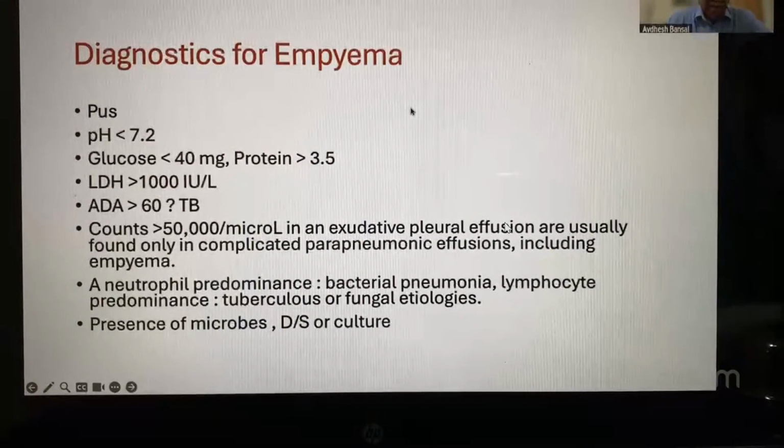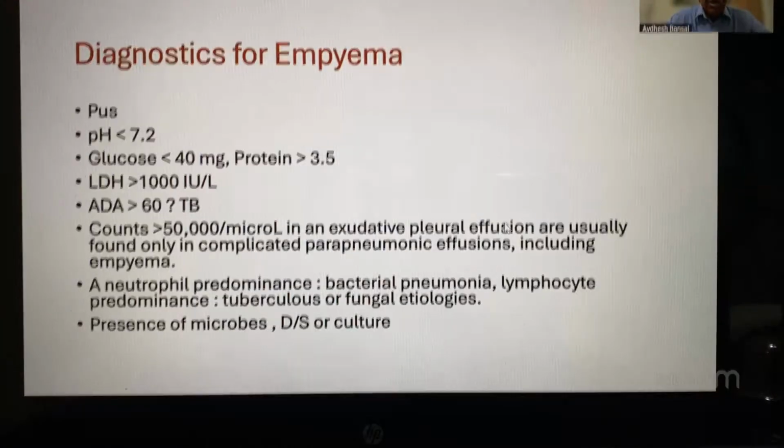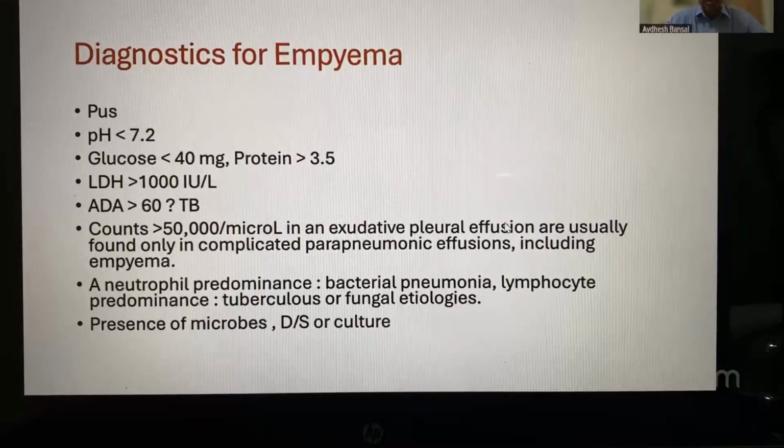So, clearly, if you see pus, there is no doubt about it. pH less than 7.2 is something which is given in all the guidelines, but unfortunately, in Indian practice, I do not see many places doing pH. So it may not be a good marker for us, but glucose less than 40 milligram, an exudative effusion, LDH more than 1000, a count of more than 50,000, which is what is seen in empyema most of the time. But if you find microbes on the direct smear or in culture, then clearly you're dealing with an empyema.